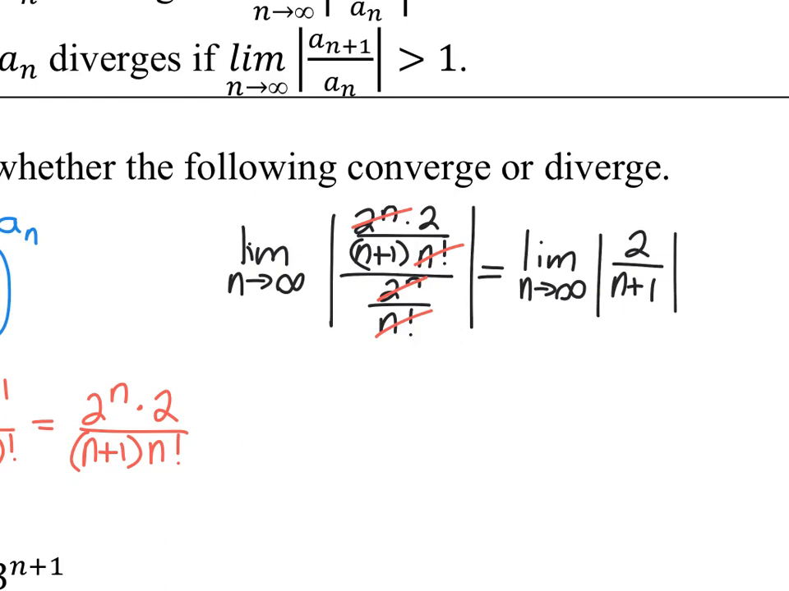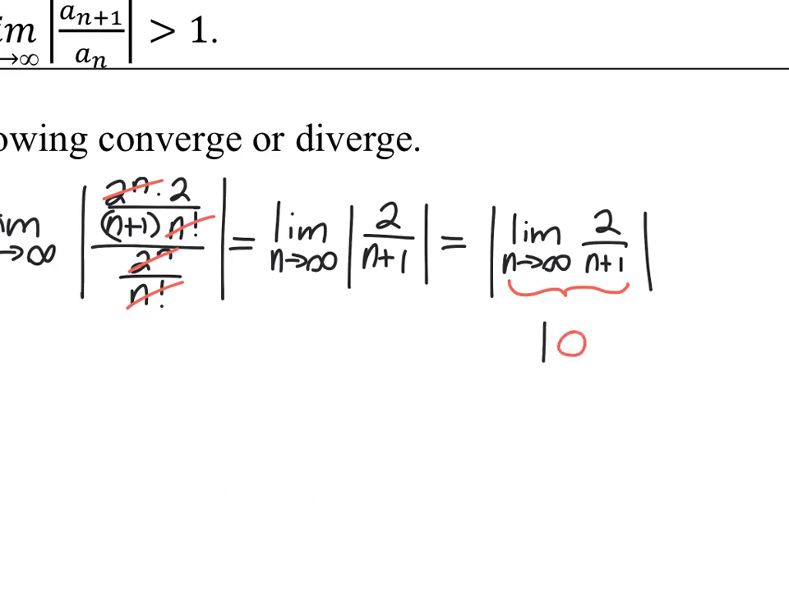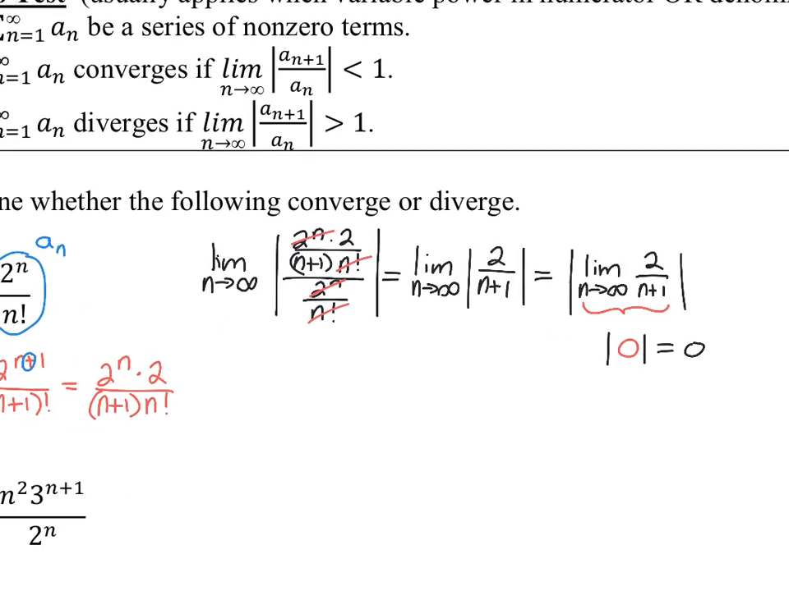Much simpler. That absolute value is there, kind of annoying. But we know that functions transcend limits. So I can take the absolute value out and make it the limit as n approaches infinity of 2 over n plus 1. What is the limit as n approaches infinity of 2 over n plus 1? 0. And the absolute value of 0 is indeed equal to 0. All right.